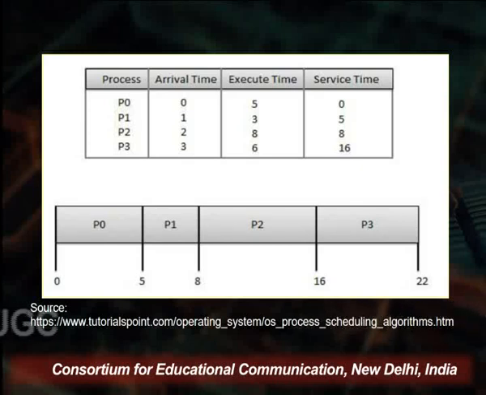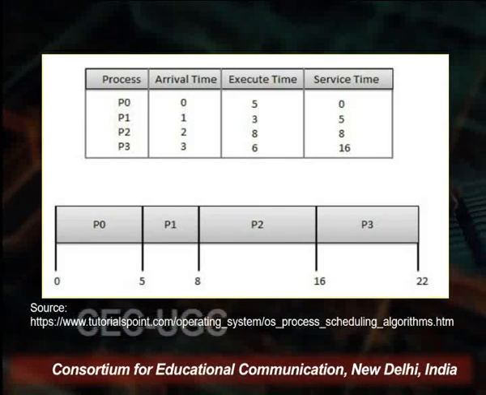So when P0 is going to finish its job at the instance 5, P1 will be given control from 5 to 8, that is for 3 seconds, which is its execution time. It is taking the control of CPU. So from 5 to 8 for 3 seconds P1 is there.